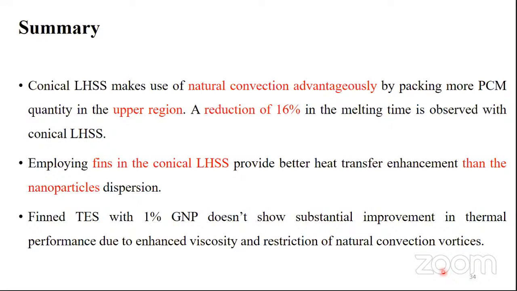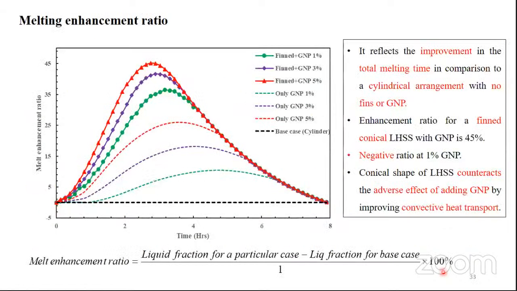Now, employing fins in the conical based latent heat energy storage system provides better heat transfer enhancement than nanoparticle dispersion. Now, the finned thermal energy storage system with 1% GNP does not show any substantial improvement in the thermal performance due to enhanced viscosity and restriction of natural convection. Of course, you can see that there is a negative ratio for 1% GNP.